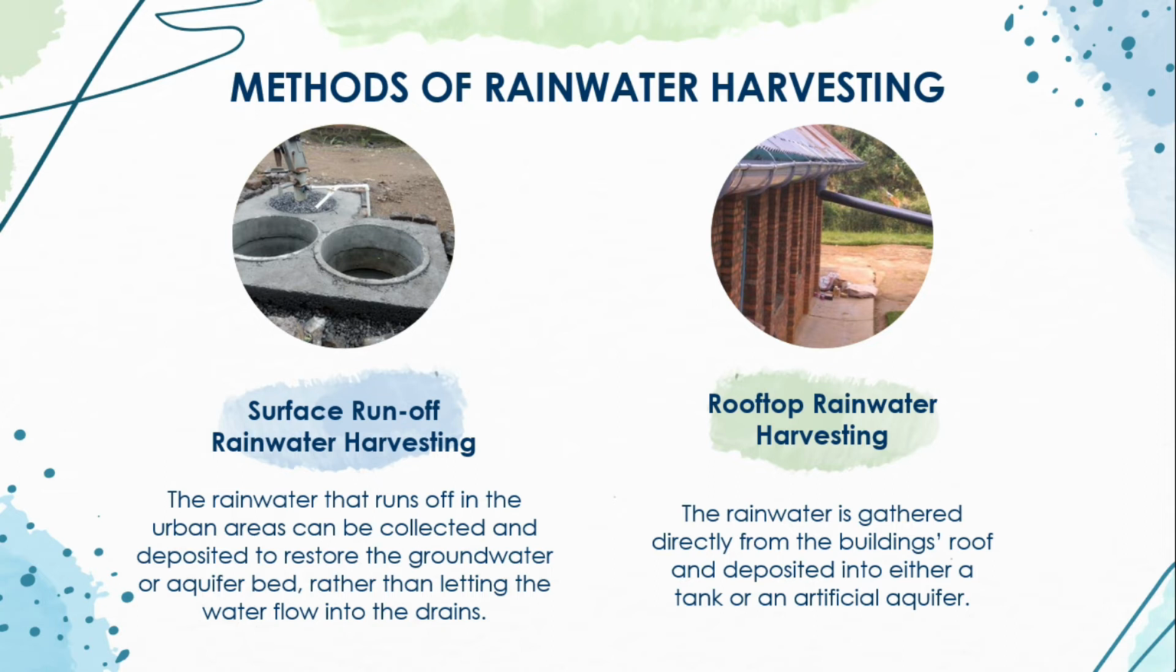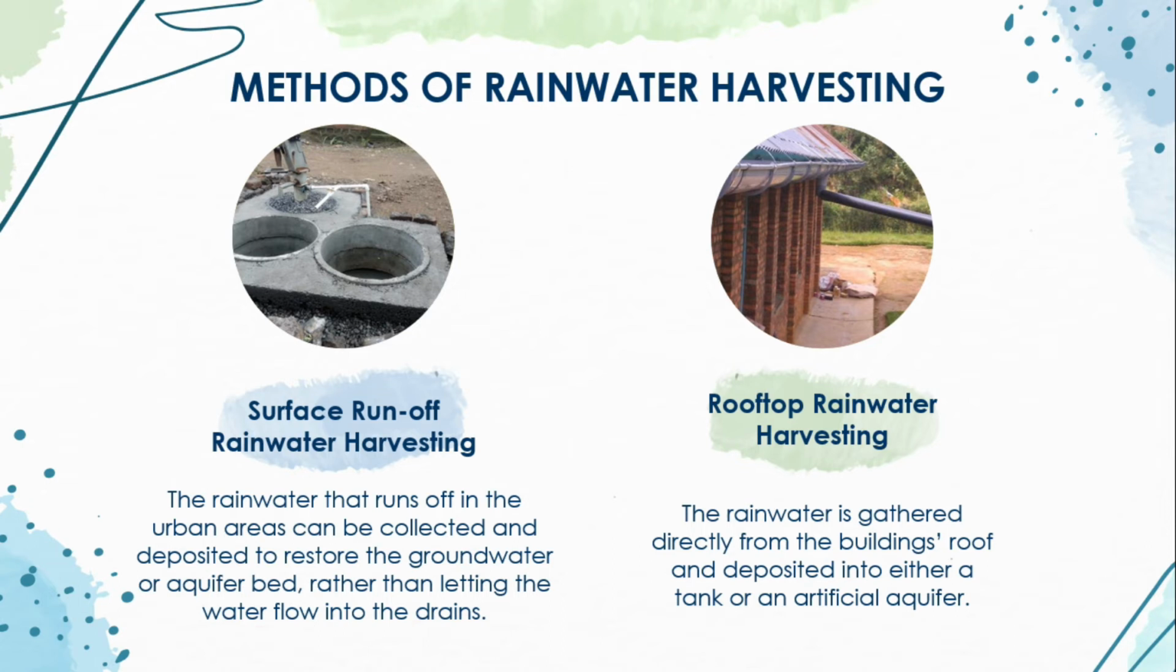There are primarily two prevalent methods of rainwater harvesting that are used in most of the areas. The first one is the surface runoff rainwater harvesting. The rainwater that runs off in the urban areas can be collected and deposited to restore the groundwater or aquifer bed rather than letting the water flow into the drains.